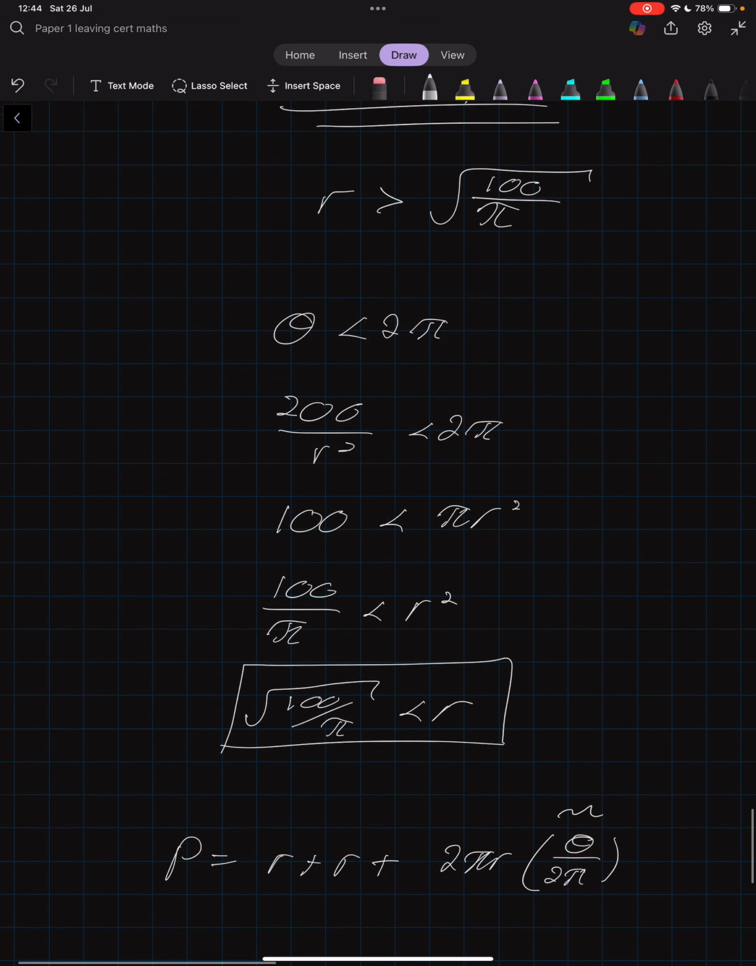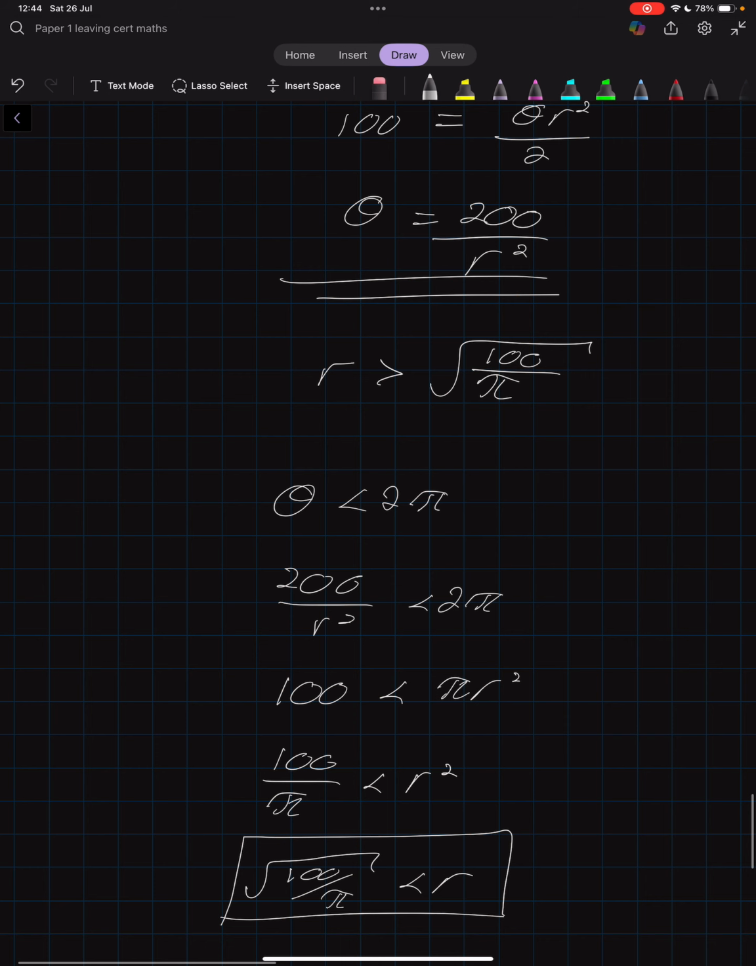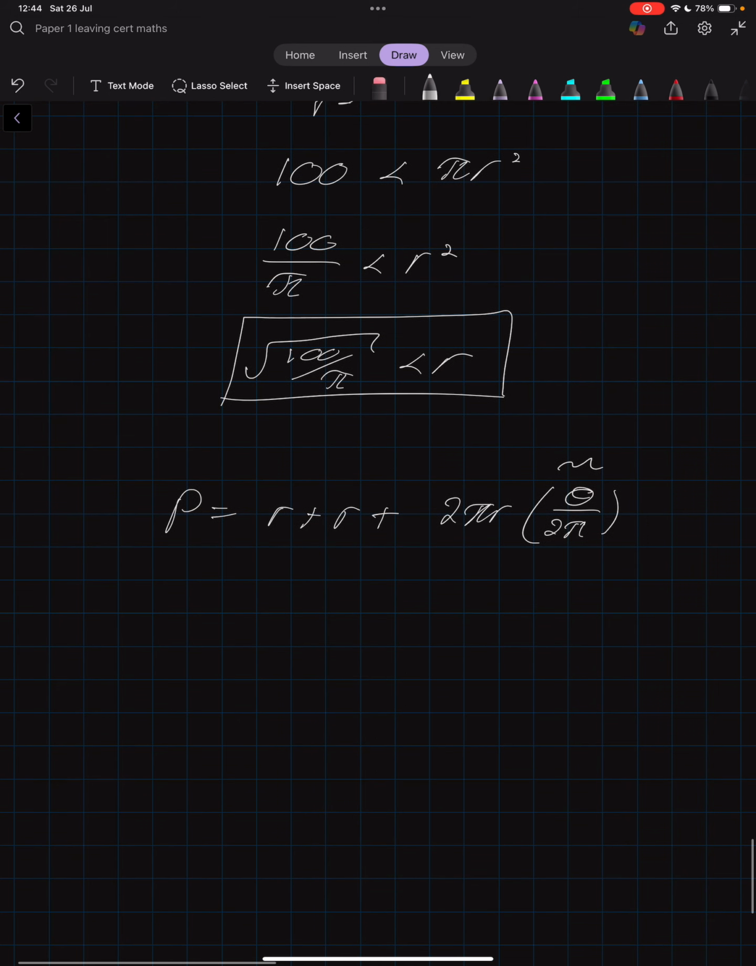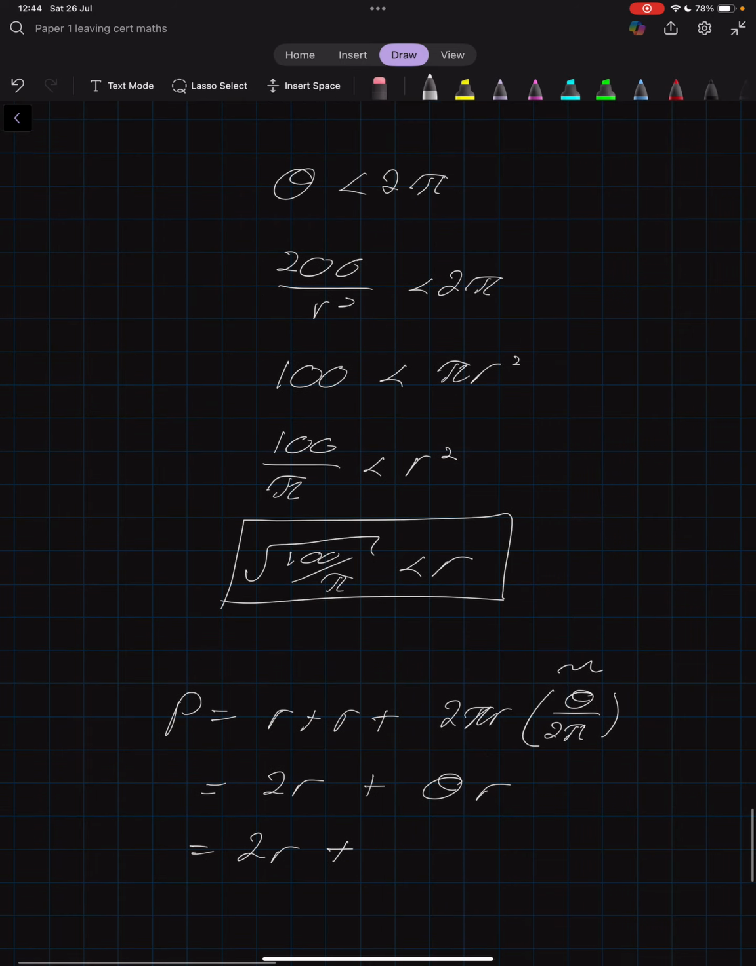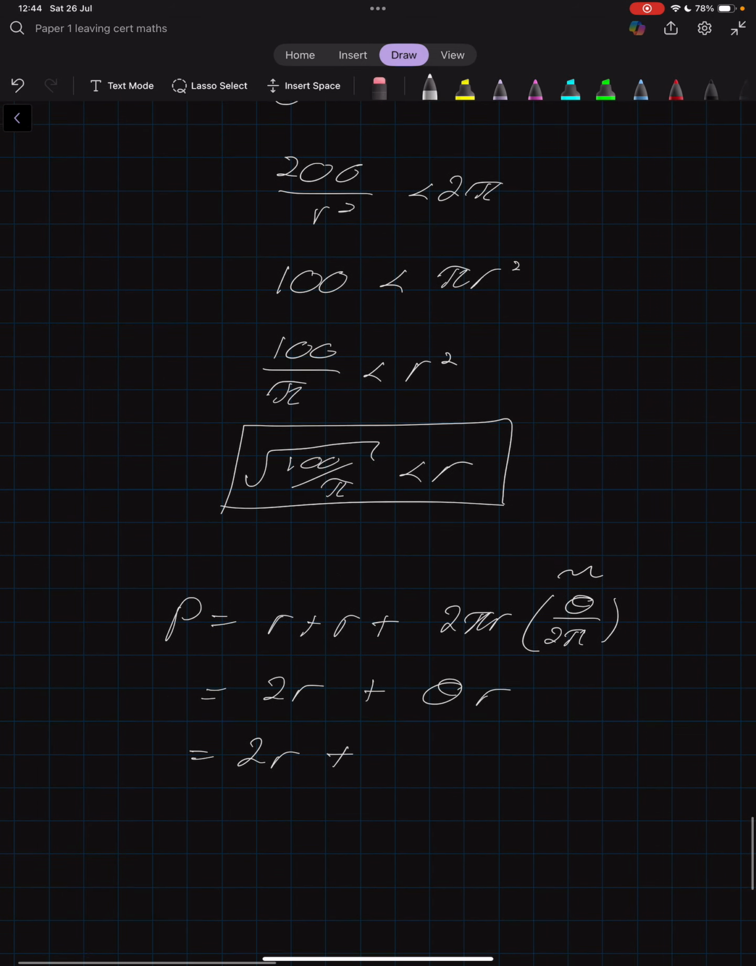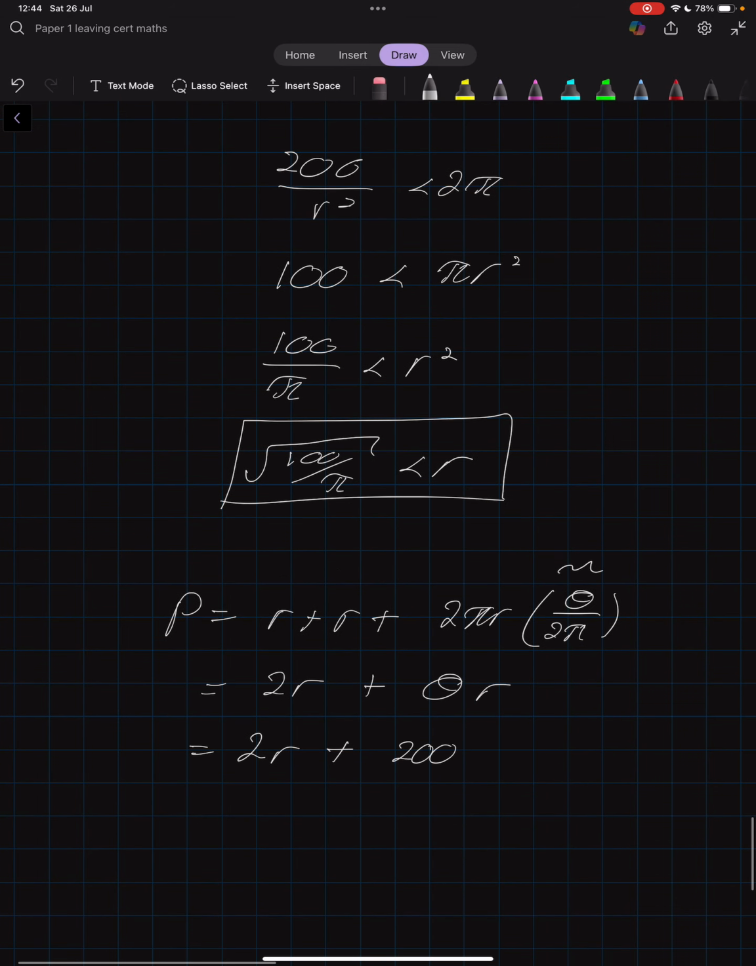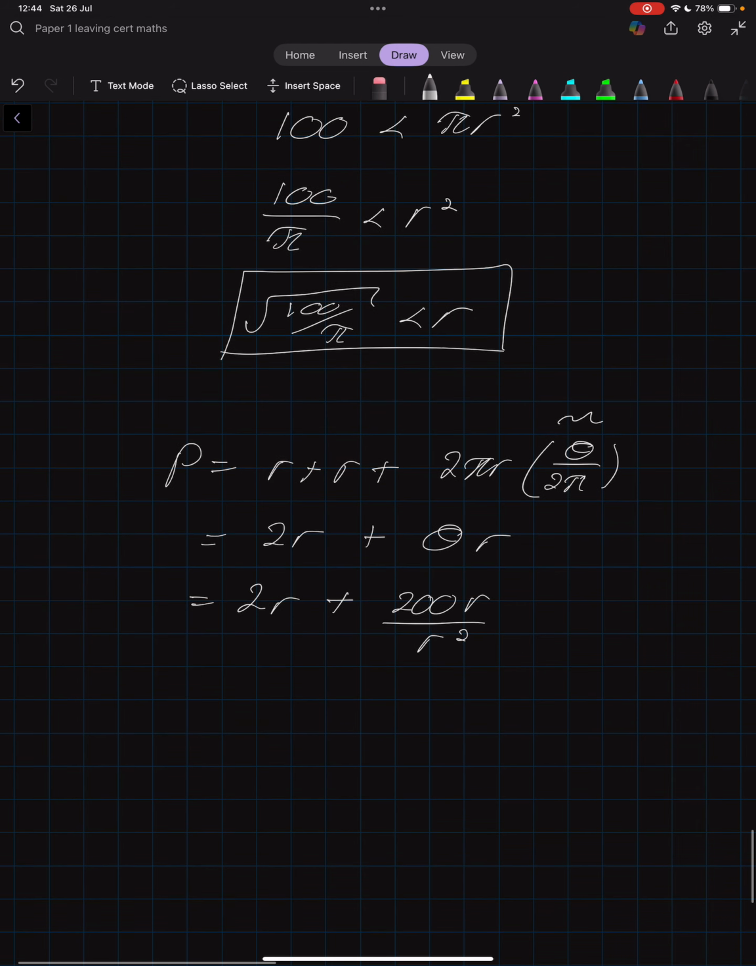Okay? And also remember, we have that theta is equal to 200 over r squared. So we get that this is equal to 2r plus theta r, where theta is 200 over r squared, so it's 200 r over r squared, so it's 2r plus 200 over r. So that's the perimeter.